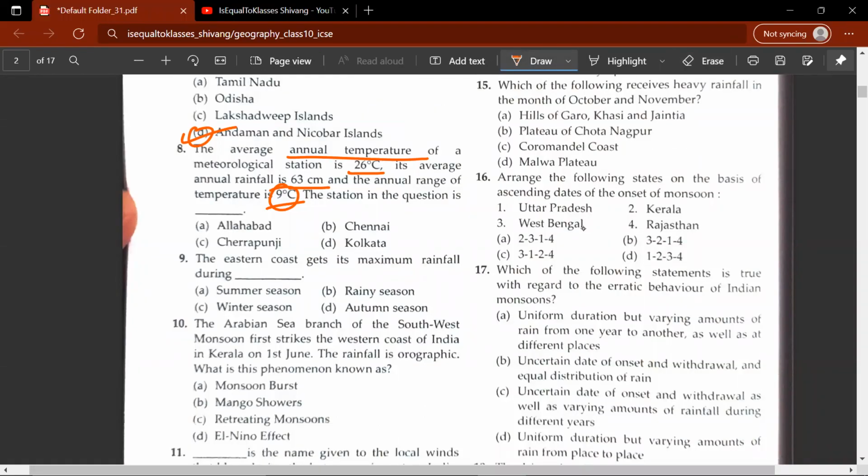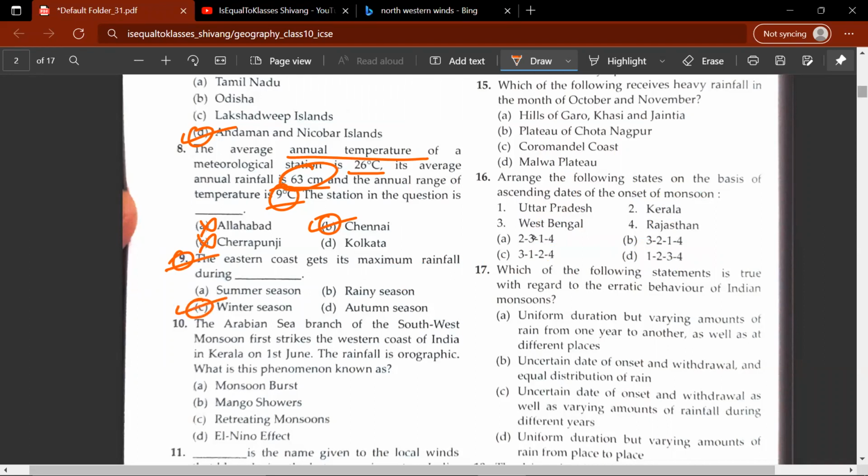The station in the question is dash. So you have Allahabad, which is in the interior of India. Then you have Chennai, which is a coastal city. C, Cherrapunji, D, Kolkata. So the correct answer would be B, Chennai, because it's on the coast of India. Okay, so let's move on. The eastern coast gets its maximum rainfall during winter season.